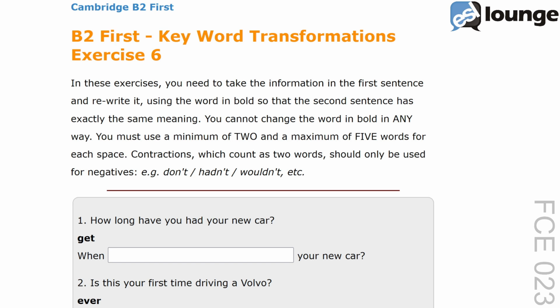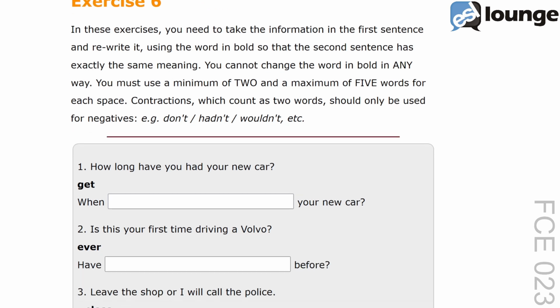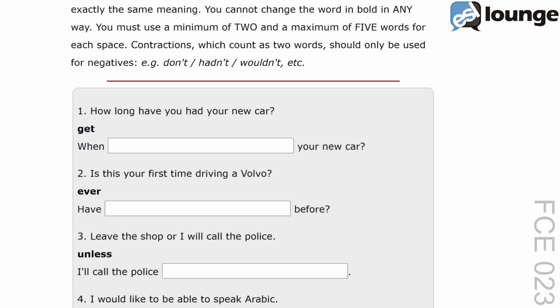Today we're working through B2 First Keyword Transformations, exercise number FCE023. Let's start with number 1. The original sentence is, how long have you had your new car? The keyword is get. And the second sentence is, when blank your new car. The correct answer is, when did you get your new car?